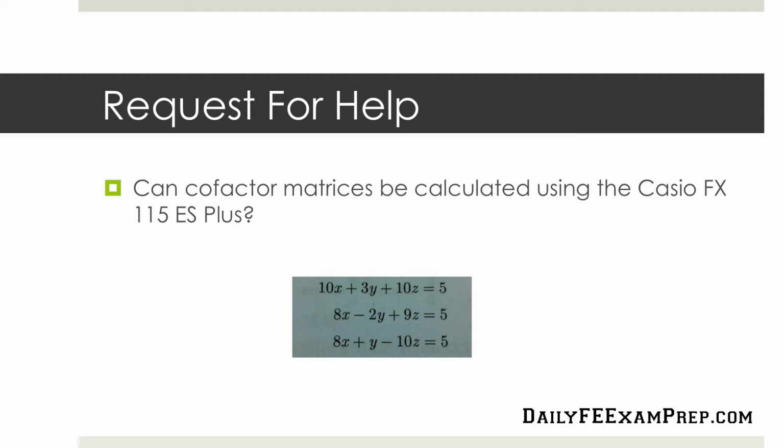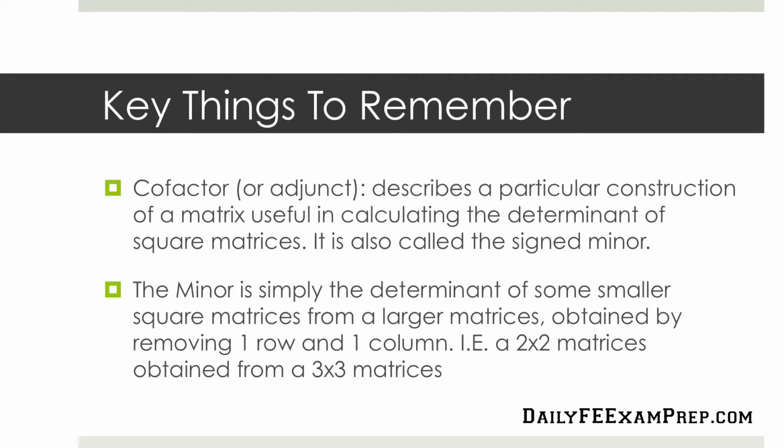So he's got a series of equations here, which we're eventually going to configure into a matrix, but the question is asking him to give the cofactor matrix from this coefficient matrix. So some key things to remember: a cofactor, also known as an adjunct, describes a particular construction of a matrix useful in calculating the determinant of a square matrix. It's also called the signed minor.